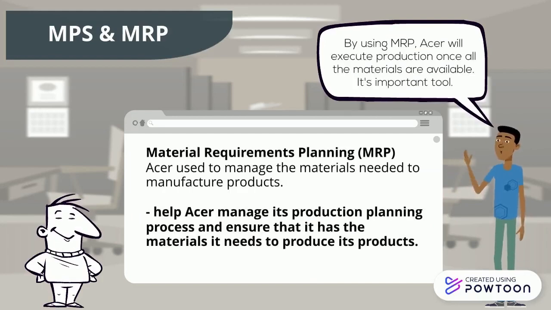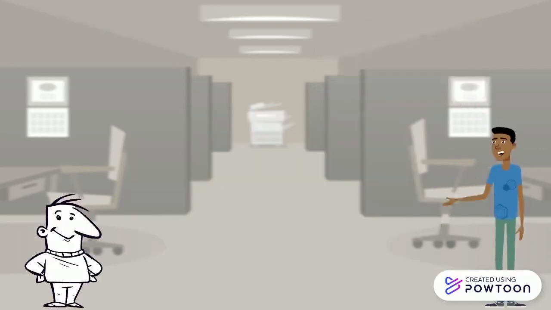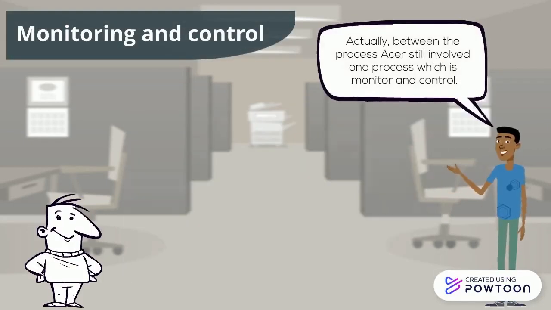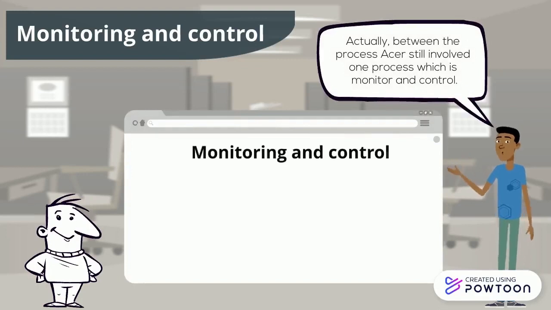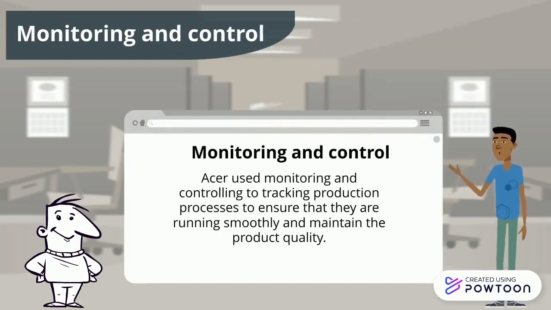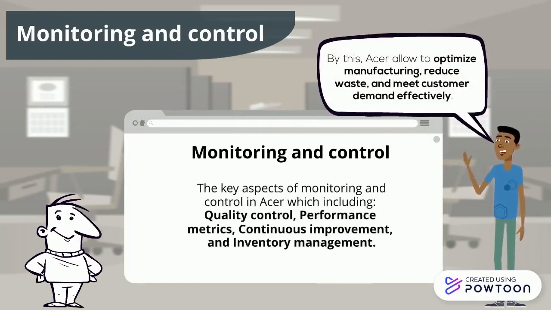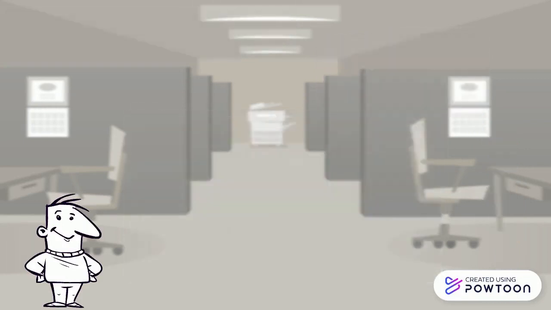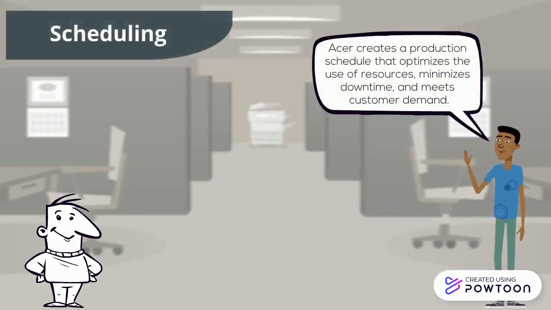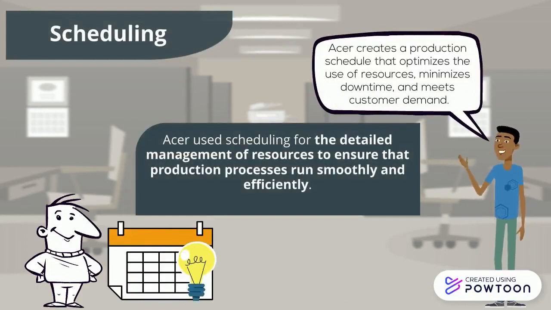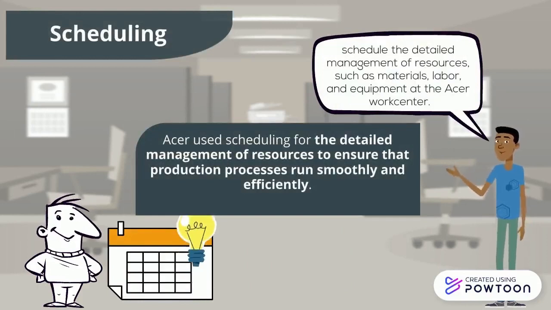And material requirements planning is a process to ensure that Acer has the materials it needs to produce its products. Here comes monitor and control: Acer tracks production processes, resource utilization, and quality control to ensure the production process. After that, scheduling is the detailed management of resources to ensure that production processes run smoothly and efficiently.